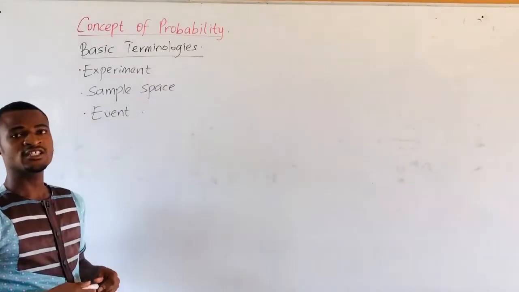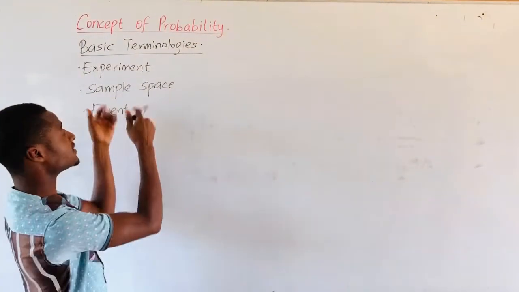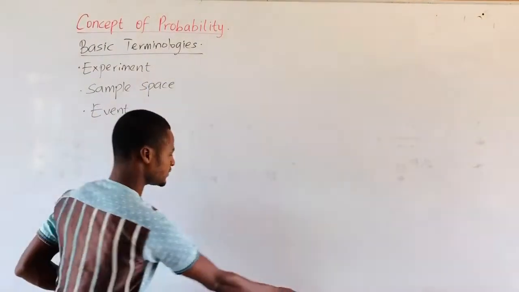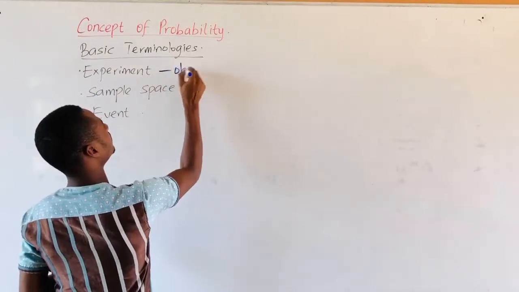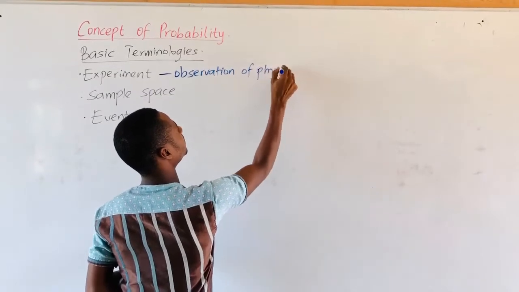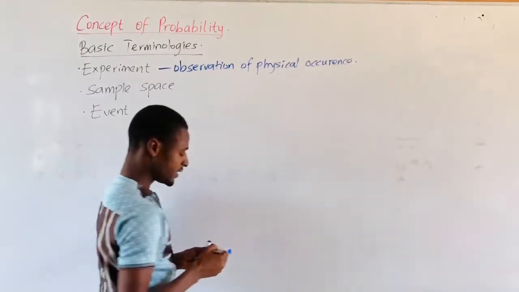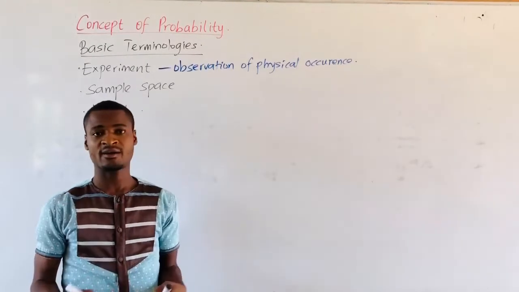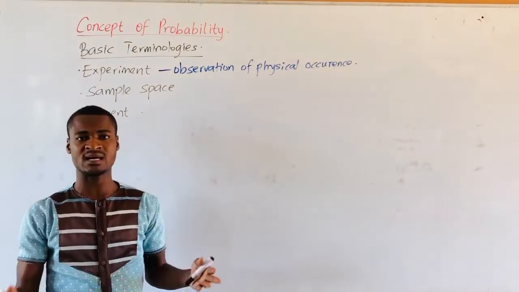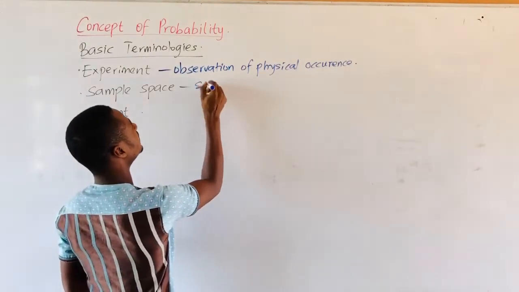Now, the observation of any physical occurrence is called the experiment. So, any physical occurrence we observe is called an experiment. Then, that physical occurrence or that observation comes with some possible outcomes. The set of all those possible outcomes is what we call the sample space.